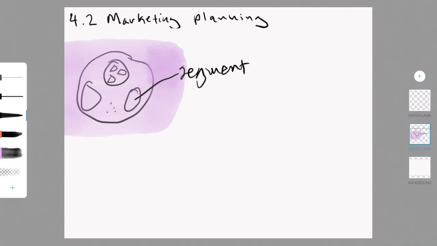And the even smaller little triangle thingies are the target groups, and the dots are the niche audience.